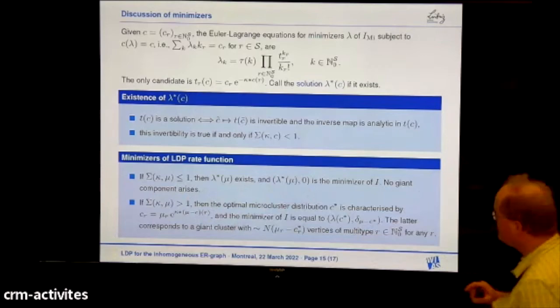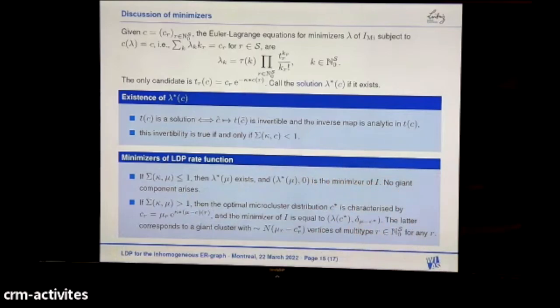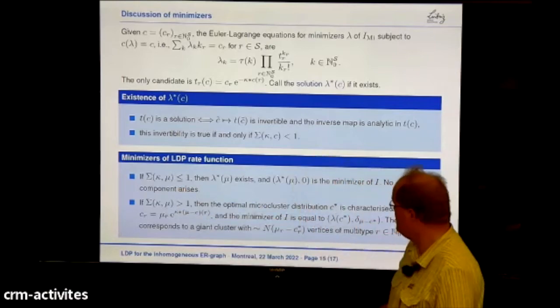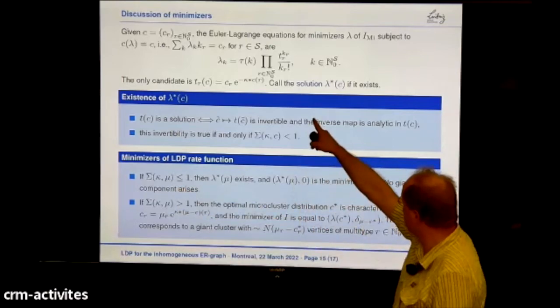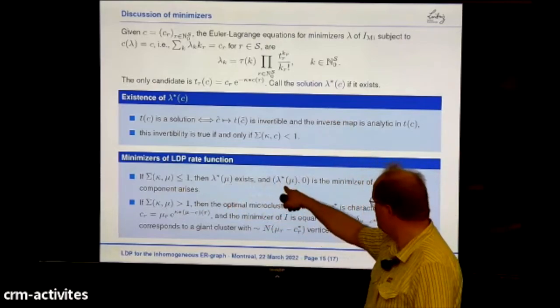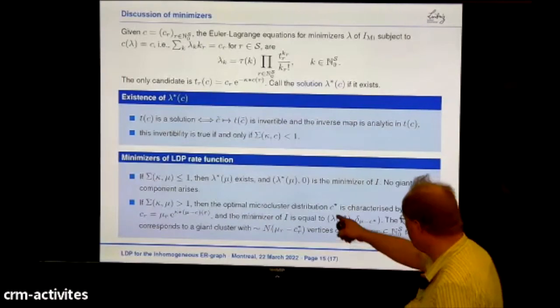And this invertibility is true if and only if the corresponding sigma, the one from the paper by Bollobás and so on, is strictly smaller than 1. And summarizing then the following: if the number is smaller or equal to 1, then this minimizer can be defined for C equal to mu, and it is the minimizing configuration, and the macroscopic stuff is empty. And by the way, this is the same.